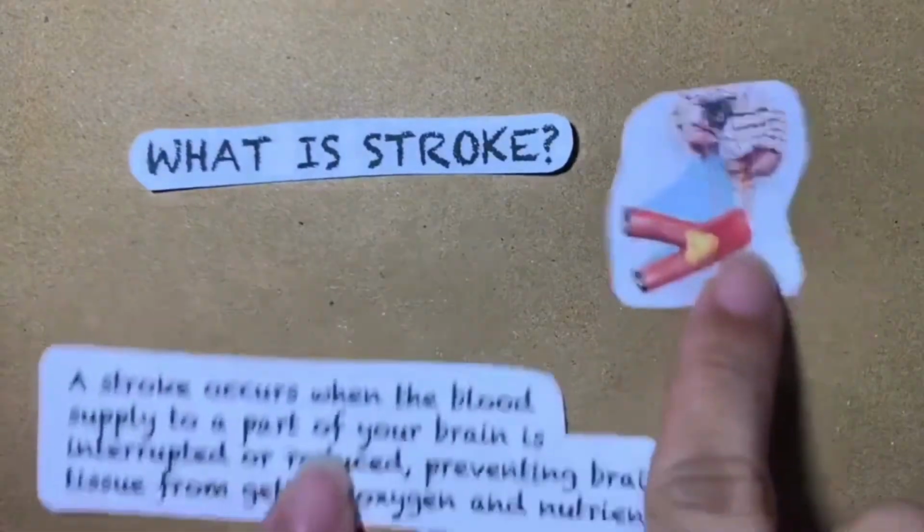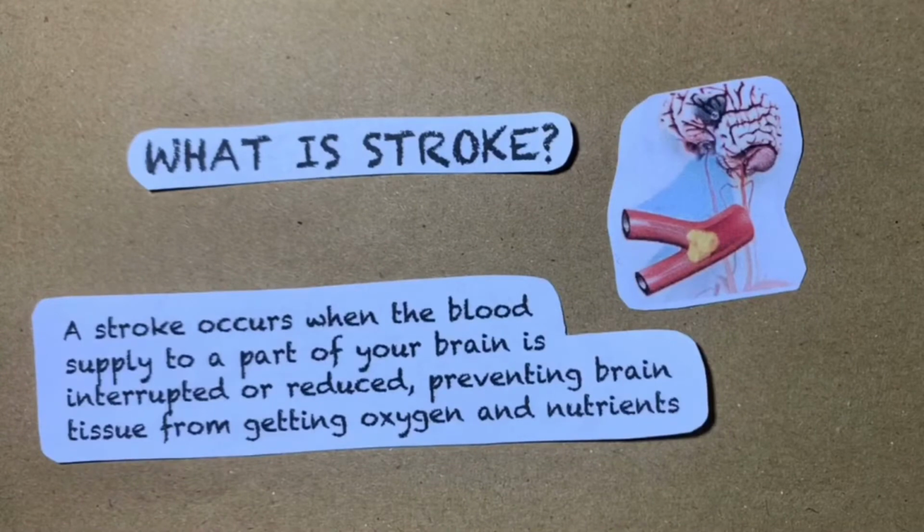What is stroke? A stroke occurs when the blood supply to a part of your brain is interrupted or reduced, preventing brain tissue from getting oxygen and nutrients.